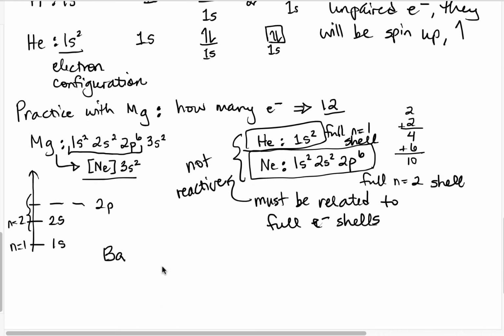For barium, if you look at the periodic table, you can see that the noble gas that comes right before it is xenon. And now we can count down on the side of the periodic table and see that we are at the n equals 6 row, and so we have 6s2. So this is much better than having to write out that complete electron configuration.